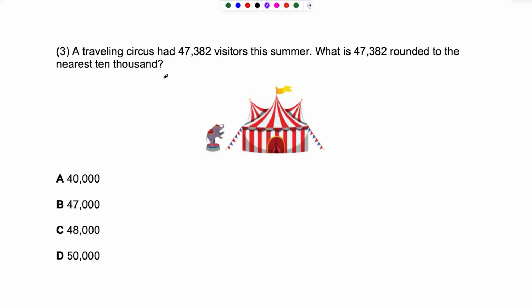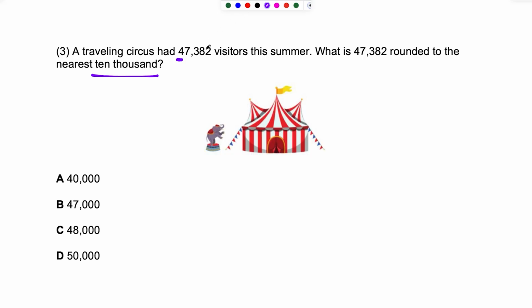Question 3: a traveling circus had 47,382 visitors this summer. What is 47,382 rounded to the nearest 10,000? For this question, we have to know the steps for rounding. Whatever they're telling us to round to, we first identify the number in that place. The nearest 10,000 tells us to look at the 10,000s place, which is here at the 4.